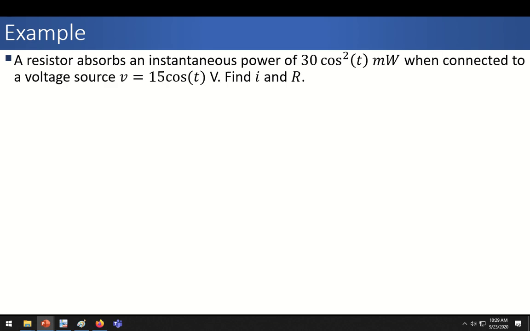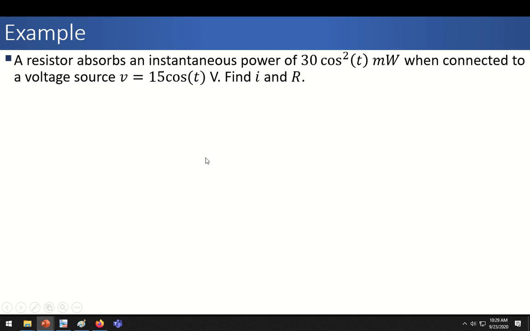Let's see another example. A resistor absorbs an instantaneous power of 30 cos square t milliwatts when connected to a voltage source of V is equal to 15 cos t volts. So we have to find the current I and resistance R of the resistor. In this case, we are given the power that is being consumed by the resistor, and we are given the voltage source that is applied across the resistance, and we want to find I.